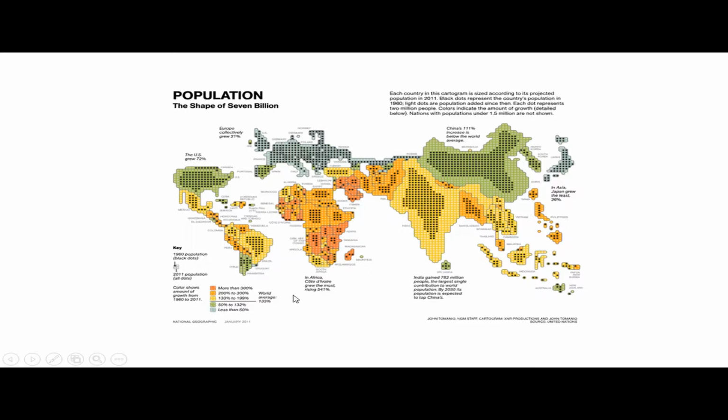If you look at the legend here, you will find that color shows amount of growth from 1960 to 2011, with the purple color for more than 300% and the very faint blue color for less than 50%. You can find also comments. China's 111% increase is below the world average, and Europe collectively grew only 21%. The United States grew 72%, and you will find India gained 782 million people, the largest single contribution to world population. By the year 2030, its population is expected to top China's. In Africa, Cote d'Ivoire grows the most, rising 541%.